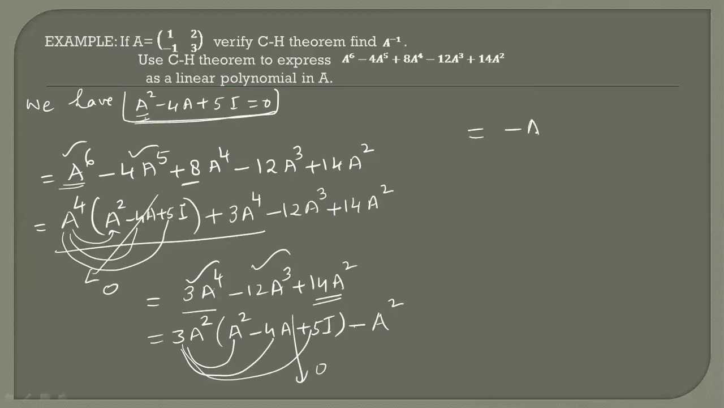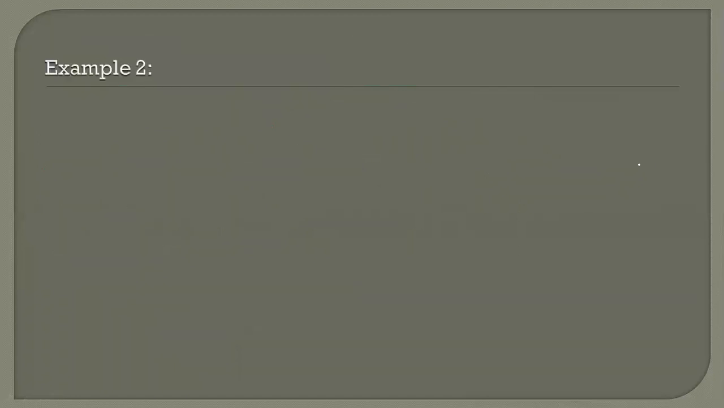So ultimately it becomes minus A square, and minus A square can be obtained from this equation. Minus A square will be equal to 5I minus 4A, because we want a linear polynomial, meaning degree 1 in A only. So this will be our simplification of this expression. Now we have the next question.